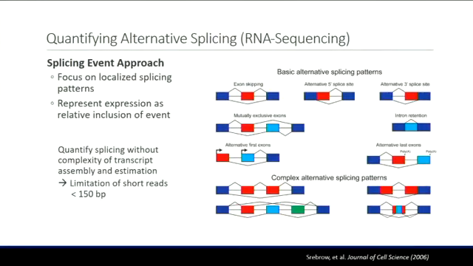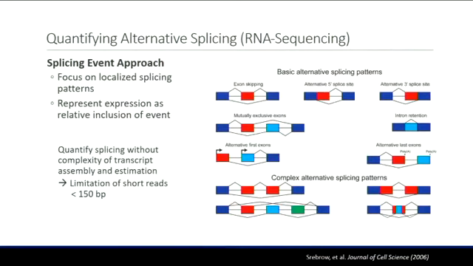So how do I do this at the splicing level? There are different ways to quantify alternative splicing, and I'll be using this event-based approach where we focus on the localized alternative splicing events that I mentioned earlier. And what we do is we represent the expression as the relative inclusion of each event, and I'll discuss this a little bit more in a second.